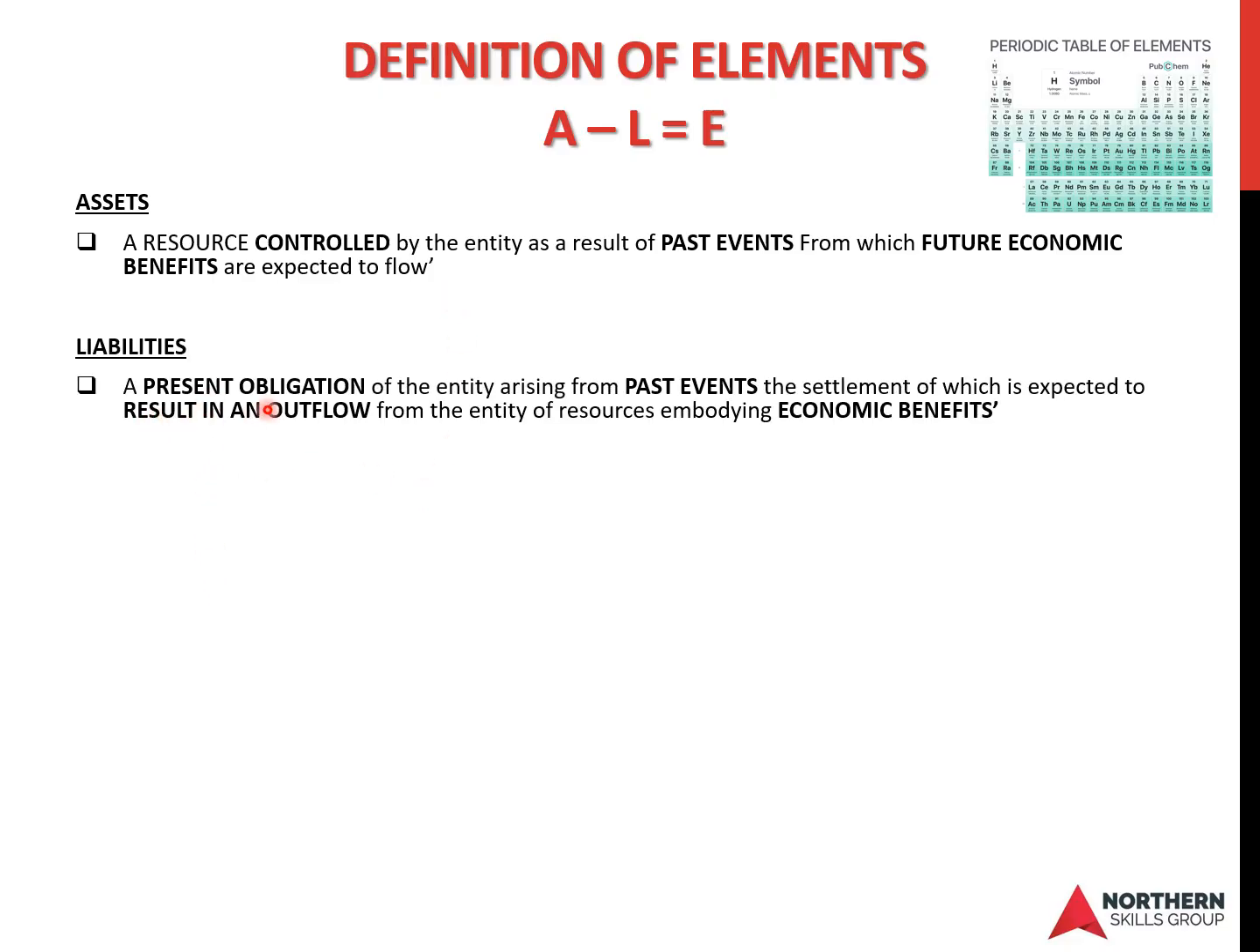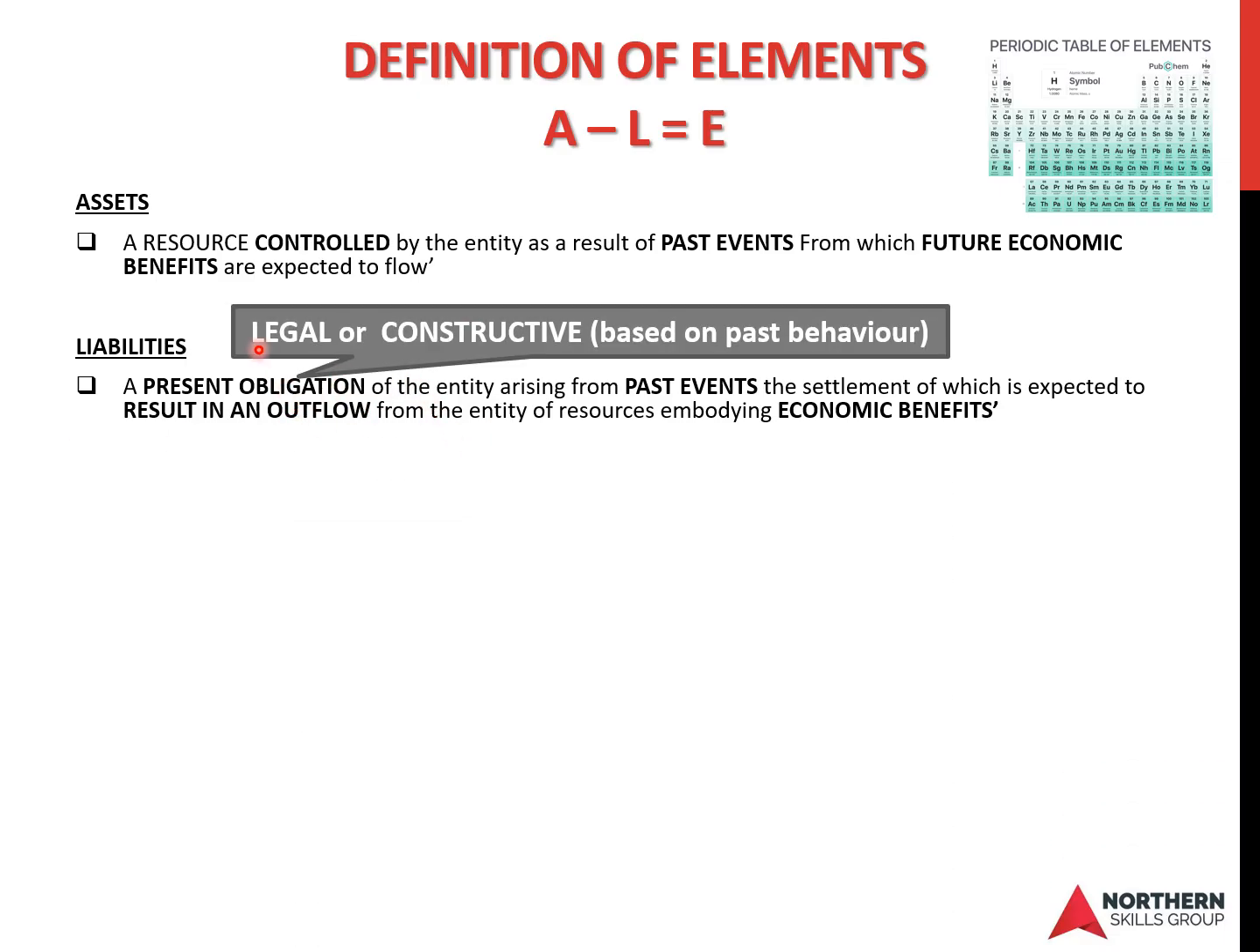Liabilities, present obligation arising from past events that are expected to result in outflows of economic benefits, usually cash flowing out of the business, but it could be the provision of services, the provision of goods in the future, and so on. So it's a present obligation, and remember that obligation can be a legal obligation, something that could be pursued through the courts, or a constructive obligation that's based on past behavior.